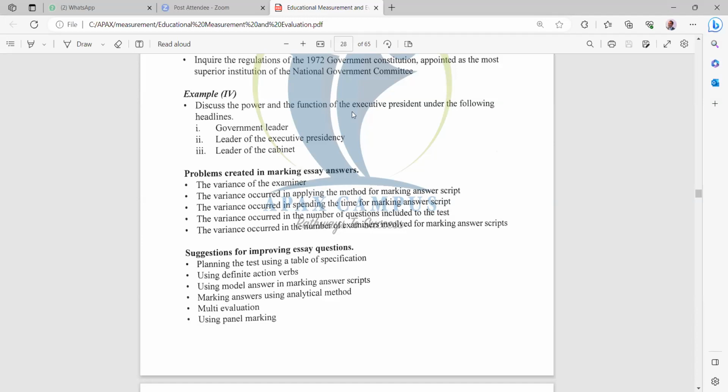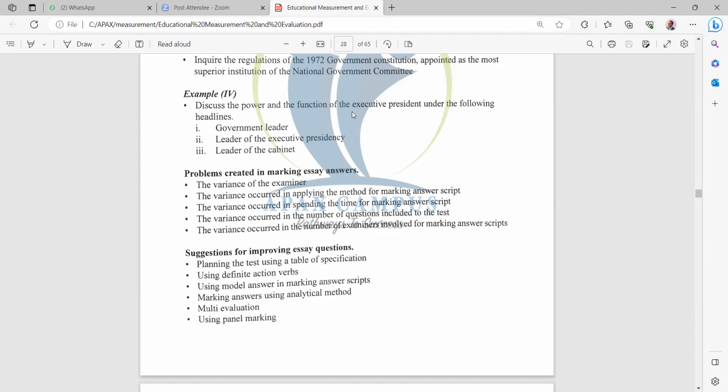Suggestions for improving essay questions. So you can plan the test using a table of specification. I think we discussed the table of specification. So in the table of specification, you prepare a table, put the content on one side, and on the other side you include the Bloom's taxonomy level. Then select questions accordingly. Then you can plan the test well.